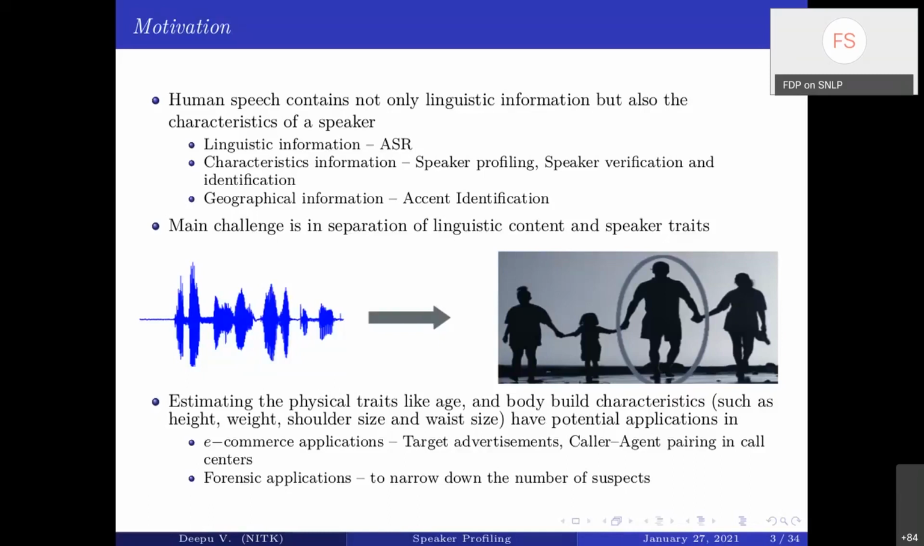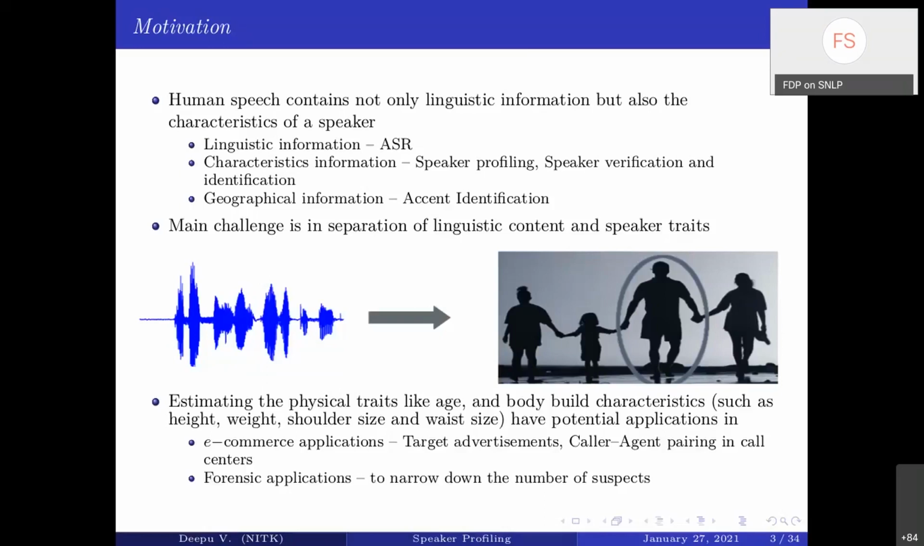Figuring out height, yes, it has some other applications. For example, forensic applications. This could be like you have an anonymous phone call or something. If you can figure out some body build characteristics, you can try to, I mean, not we, the legal system can try to narrow down on the number of suspects. So generally, these have applications such as e-commerce in targeted advertisements or forensics.